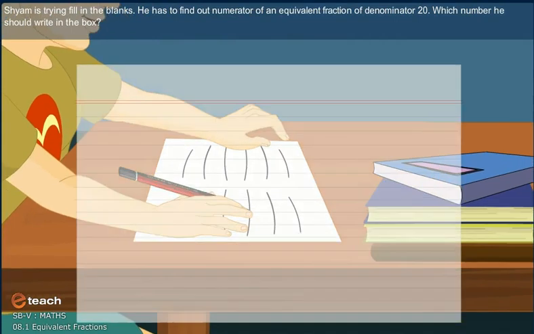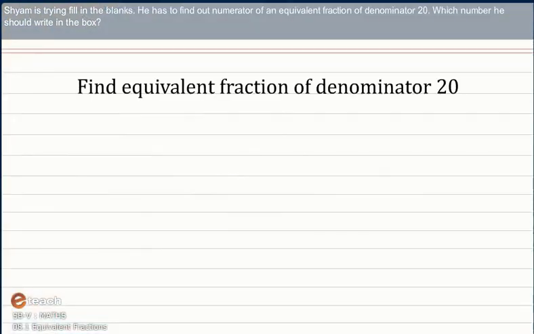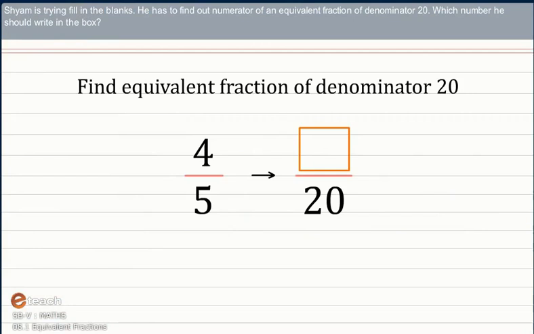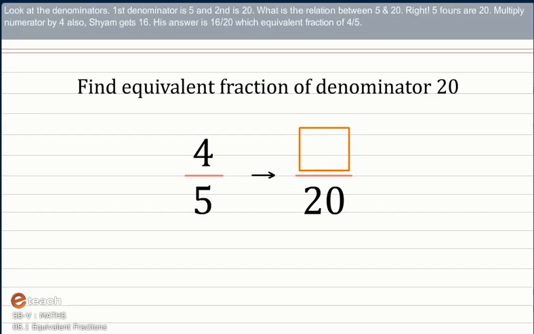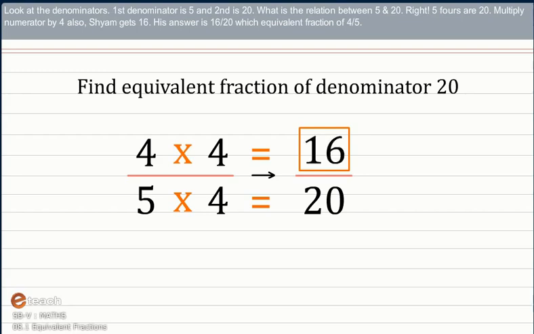Shyam is trying to fill in the blanks. He has to find out numerator of an equivalent fraction of denominator 20. Which number should he write in the box? Look at the denominators. First denominator is 5 and second is 20. What is the relation between 5 and 20? Right, 5 fours are 20. Now multiply numerator by 4 also. Shyam gets 16. His answer is 16 by 20, which is an equivalent fraction of 4 by 5.